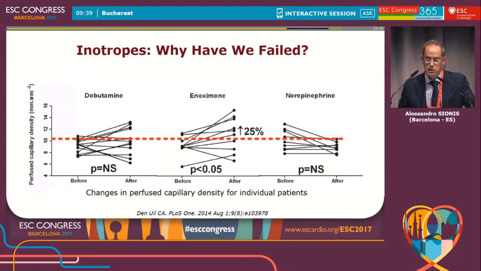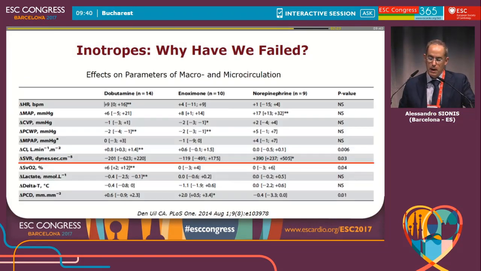And this is the effect that these drugs had on microcirculation, the effect they had on sublingual perfused capillary density in individual patients. And you can see here that dobutamine didn't do anything. Enoximone did something in some patients, but not in the vast majority of them. And norepinephrine actually worsened the PCD.